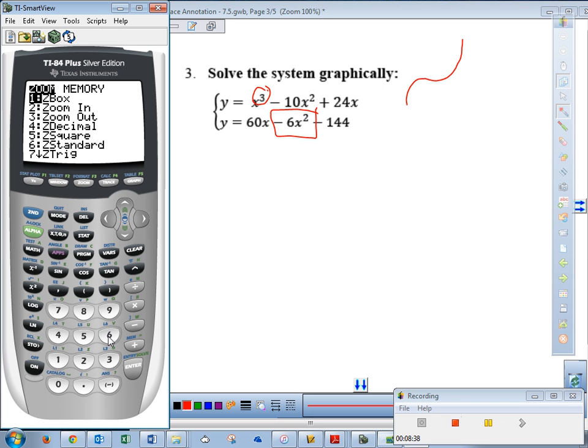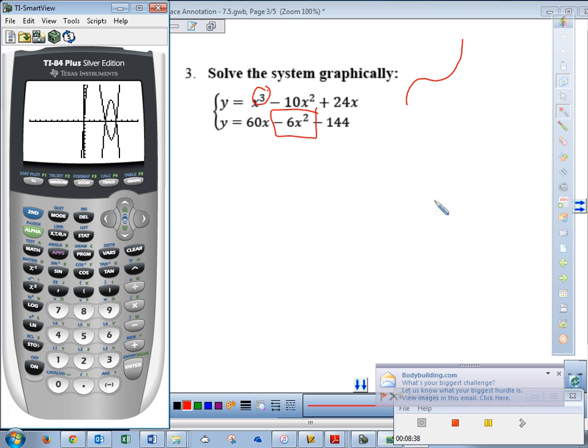Let's zoom 6 and see what happens. There's your snake. There's your parabola that opened down. Difficult to see. First of all, can you see there's two places right there where they intersect? That's all we're doing, is looking to see where they intersect.